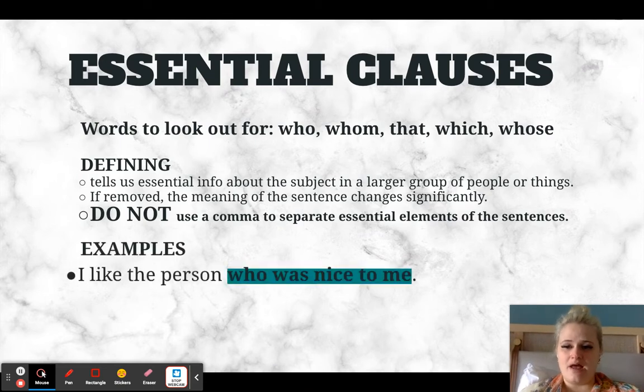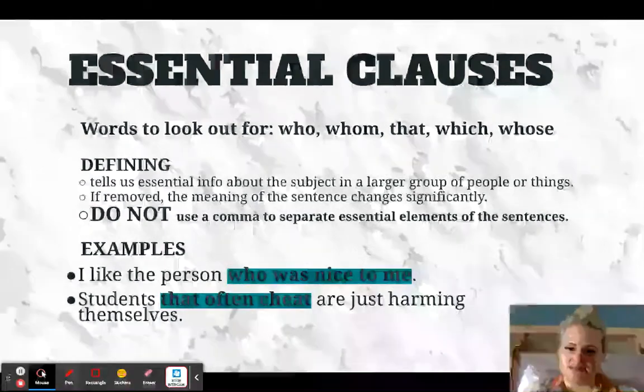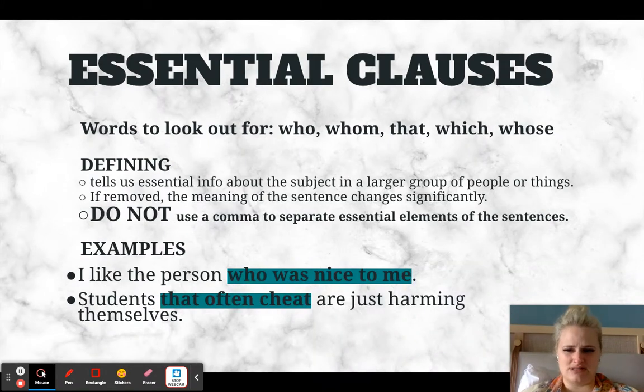Example: I like the person who was nice to me. You need that. There's no comma because you need that for it to make sense. The students that often cheat are just harming themselves. If I take that out, students are just harming themselves, that is an alarming sentence. So we need that other little piece, meaning we don't have commas there, even if there is a little bit of a pause.